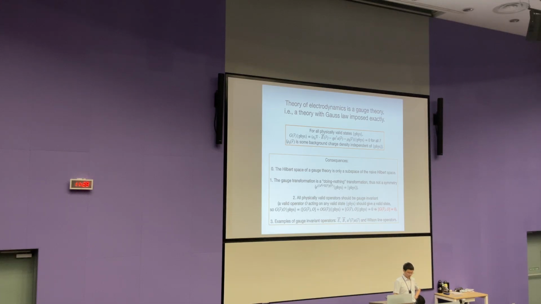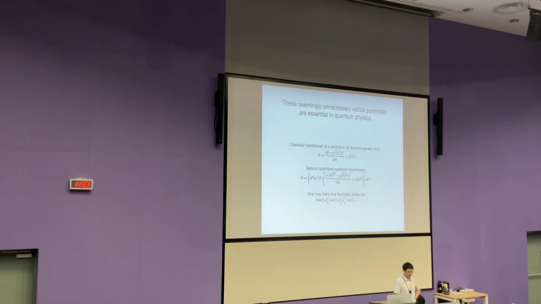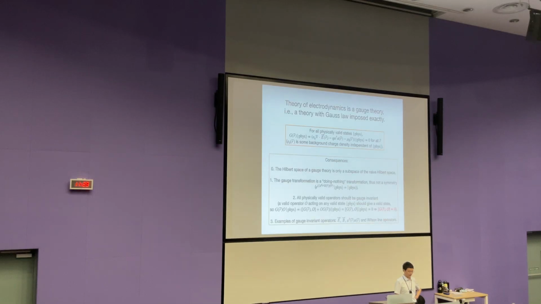What this means is, previously I mentioned those are not the correct basis states of quantum electrodynamics, of quantum particles moving in the electromagnetic field. Instead, the correct states in general are what we call physical states. This symbol stands for physically valid states. By definition, a gauge theory is a theory where the Gauss law is imposed exactly in this sense: this operator acting on the physically valid state just gives 0.